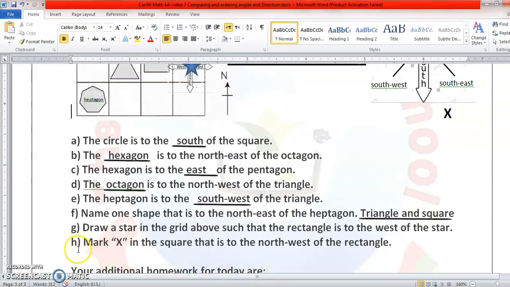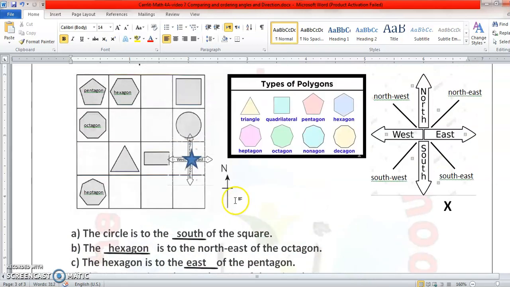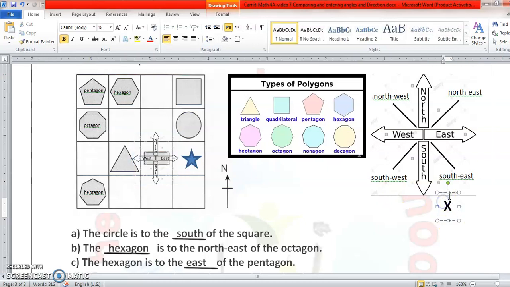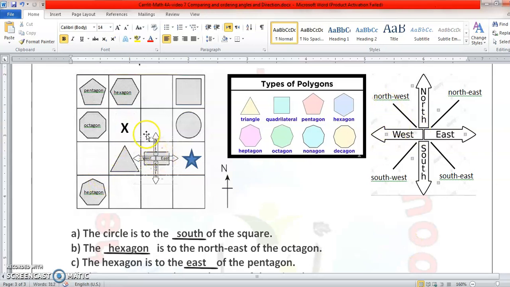And letter H, mark X in the square that is the northwest of the rectangle. Northwest of the rectangle. Okay, if this is the rectangle, northwest should be here. So X will be, we put it here. Okay, so northwest is like that.